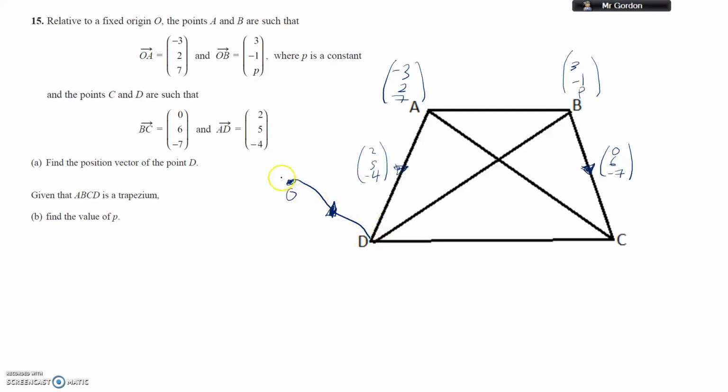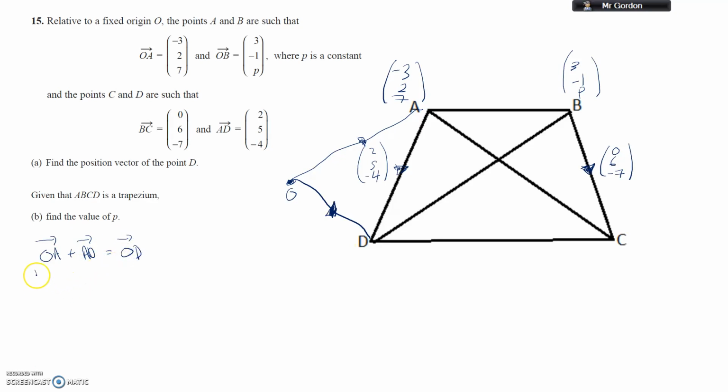So we've got to go on another route. We know O to A, this column vector, so that's how you get to A. Then if you add on A to D, you will get this journey because of the triangle law that vectors have. If it makes a triangle, then this plus this is equal to this journey here. So we are doing vector OA plus A to D. That is going to give us O to D.